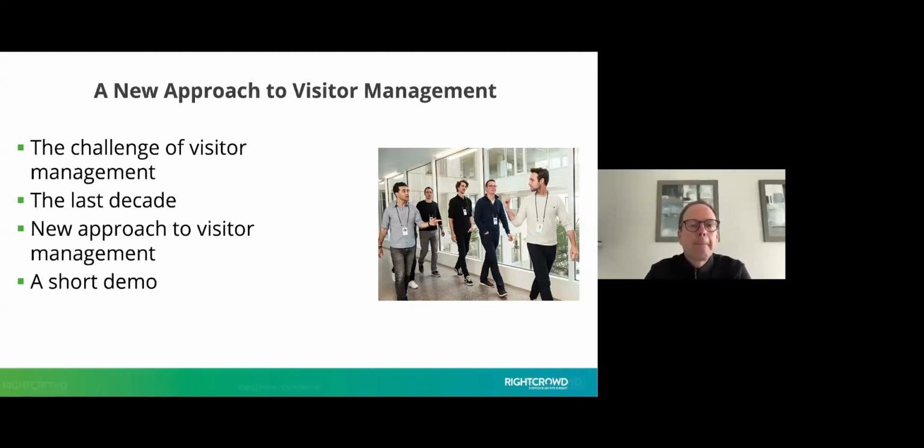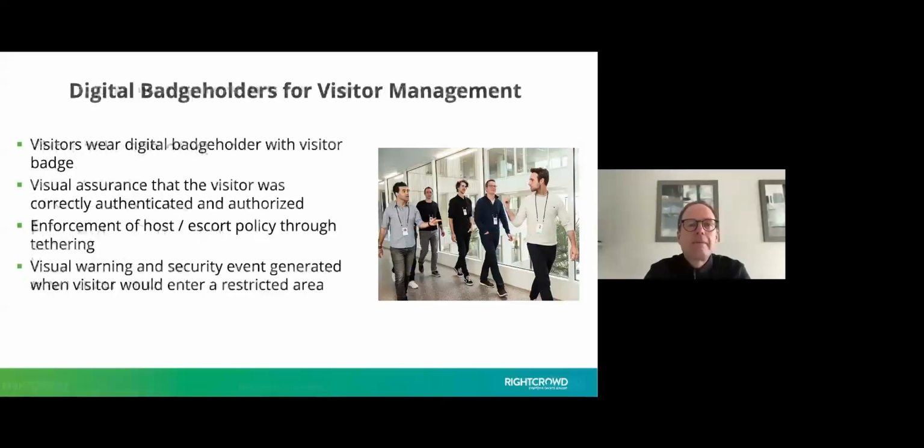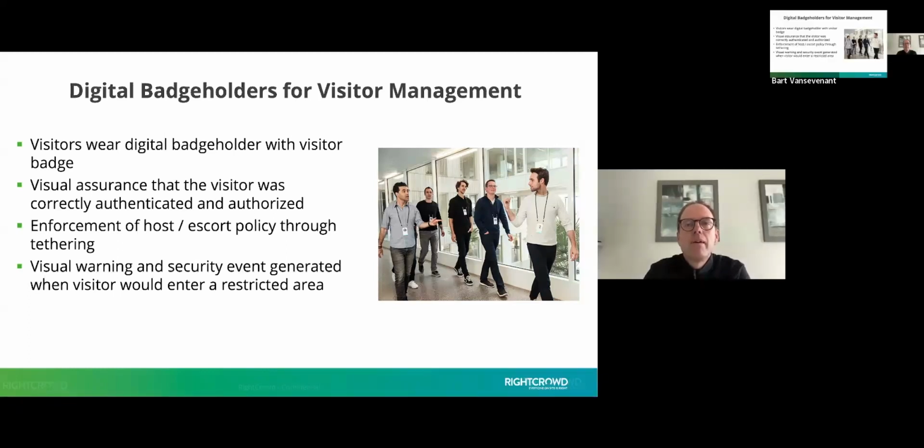Yes, we actually have one question that came in. The question is, are there any specific industries or types of organizations that face unique challenges when it comes to managing visitors? And how can they best address these challenges?